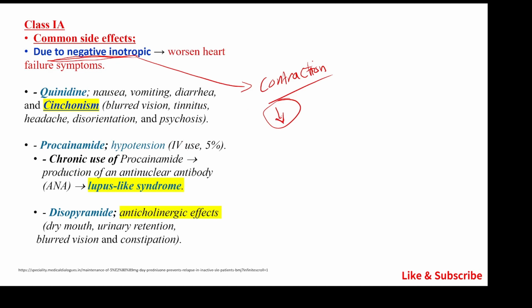Okay, the patient on quinidine may suffer from quinidine toxicity. We call this one cinchonism, associated with nausea, vomiting, diarrhea, blurred vision, tinnitus, headache, disorientation, and psychosis. So which of the following medications is associated with cinchonism during treatment of cardiac arrhythmia? Quinidine. Okay, moving to procainamide. Procainamide may cause hypotension, given IV as we mentioned already. With chronic use, procainamide may cause lupus-like syndrome.